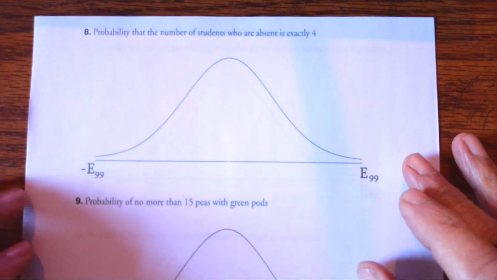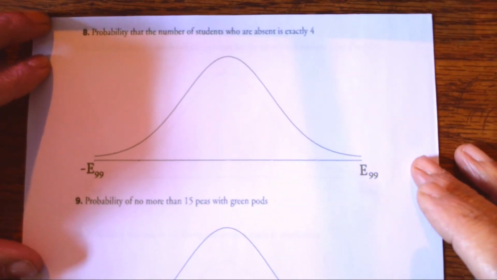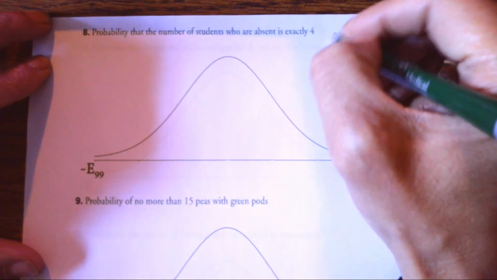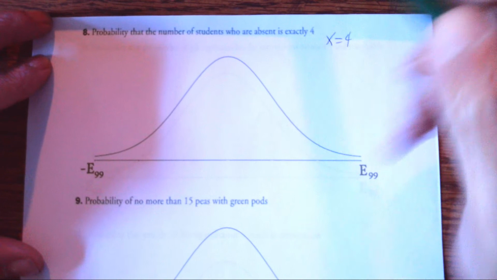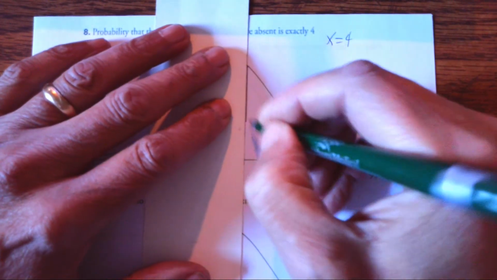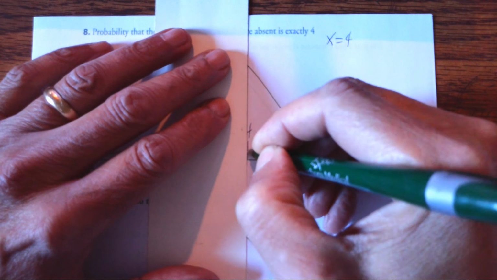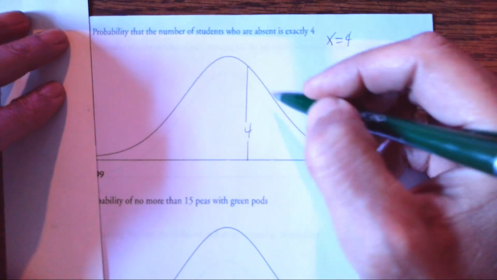Number 8, probability the number of students who are absent is exactly 4. These exactlies, I'm going to write this way, x is equal to 4. These exactlies are the easiest problems. Once again, I'll start out by drawing a vertical line, which indicates where 4 would be. Here again, it could be anywhere over this continuous span, doesn't make much of a difference.